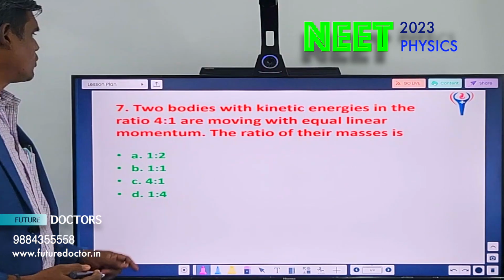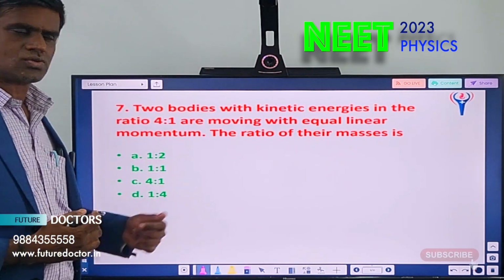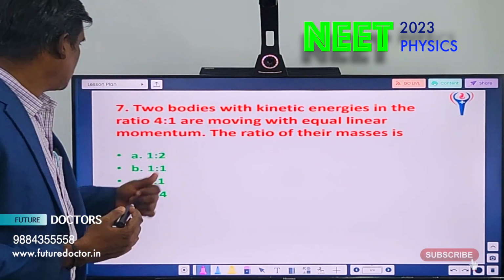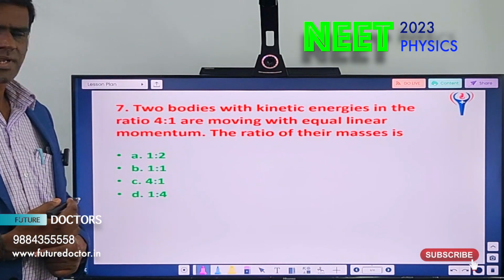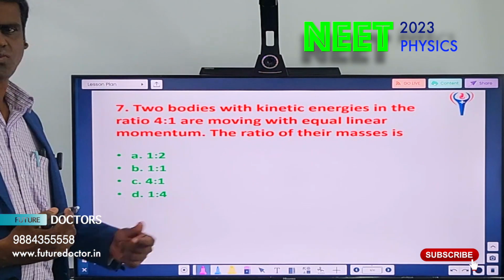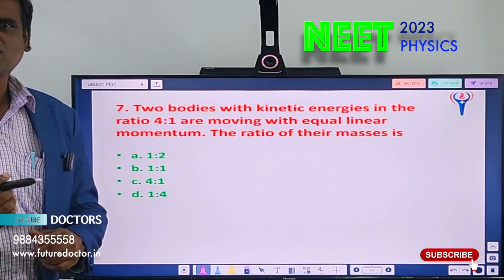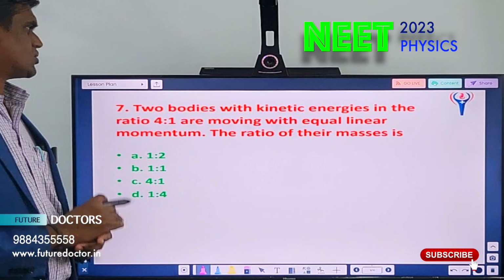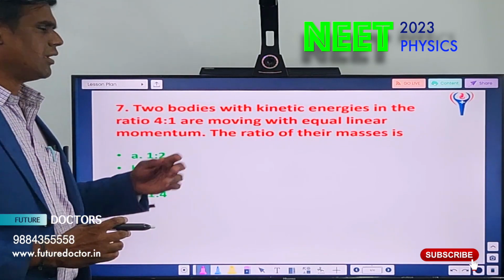Let's move to the last question. Two bodies with kinetic energies in the ratio 4:1 are moving with equal linear momentum. The ratio of their masses is dash. A option, 1:2. B option, 1:1. C option, 4:1. D option, 1:4. Here you should know the relation between kinetic energy and momentum. By knowing the relationship, you can find the ratio of the masses.